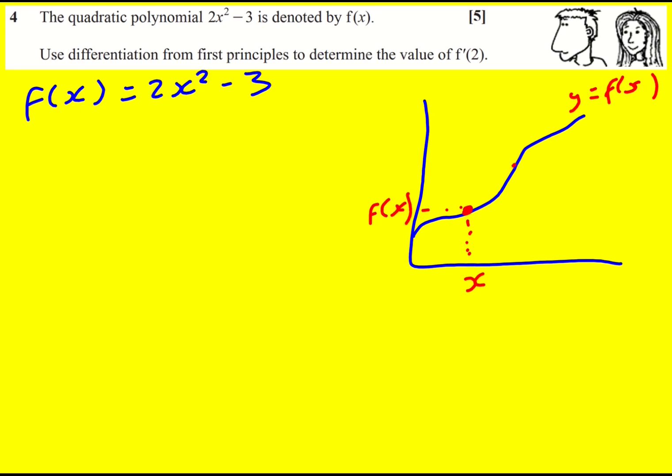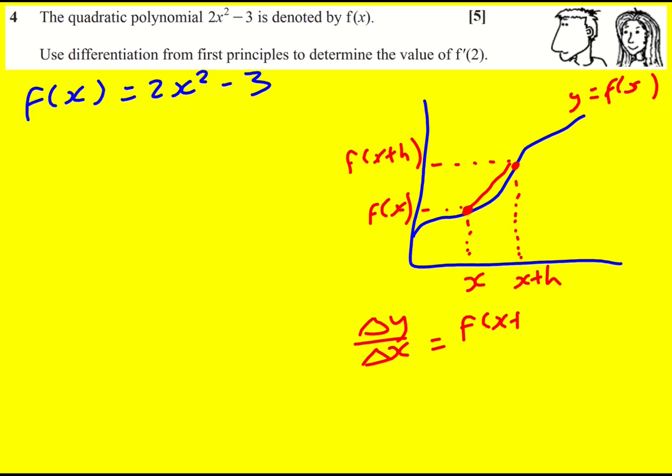And what we say is I'm going to look at a point slightly further on, and it's going to be x plus h. H is going to be a small amount, but I can vary it. I can decide that. And then I'm going to find the gradient between these 2 points. So this here will be f of x plus h. And that means the gradient, which is delta y over delta x, is going to equal the difference in these values, so f of x plus h minus f of x, divided by the difference in these two, which is just h.